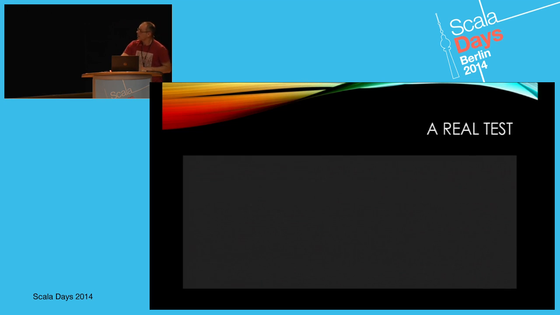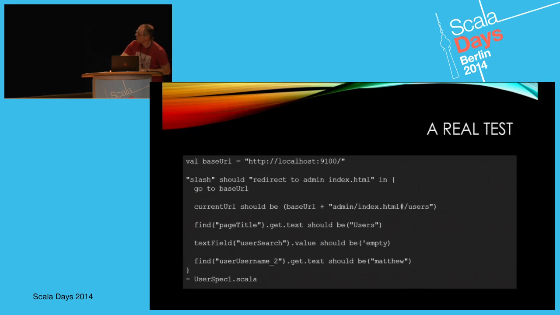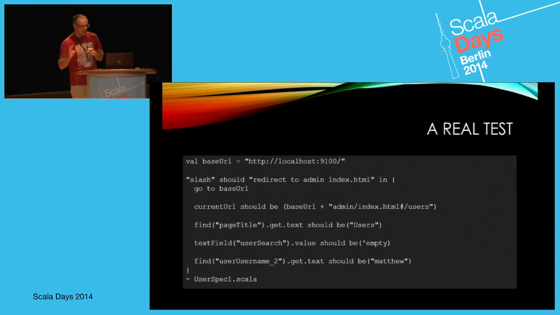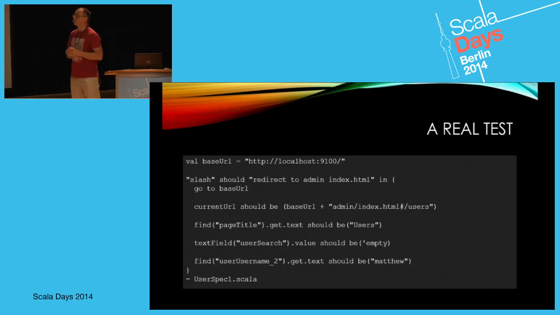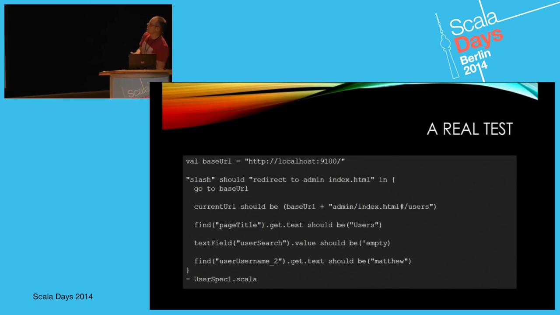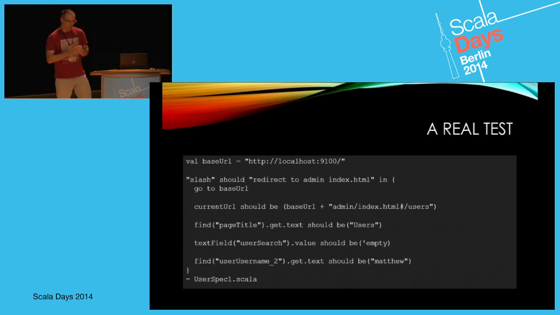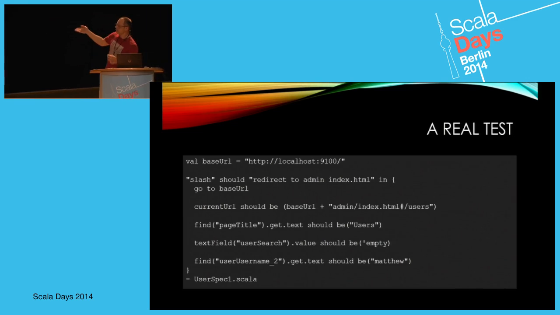So how do we fix this? Well, we'll come on to that, because I've got this slide first. I forgot about this slide. So this is one of our actual tests. Hopefully you'll be able to read this, and that's the point about this, is that first we go to the URL, which is localhost 9100. Then we're saying that the current URL should now be base URL admin index HTML/users. So when the page is reloaded, basically it does a redirect. Okay, so we're testing that we're redirecting.